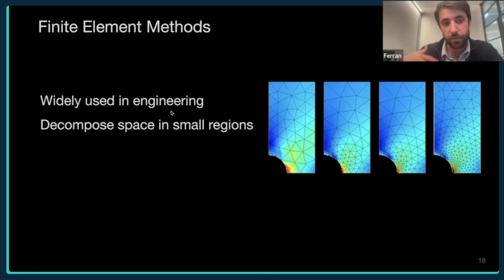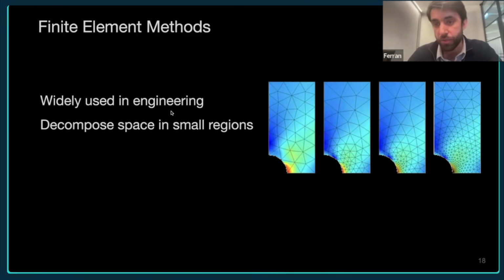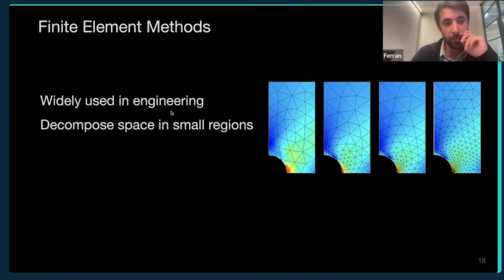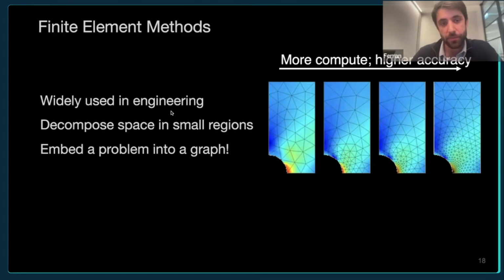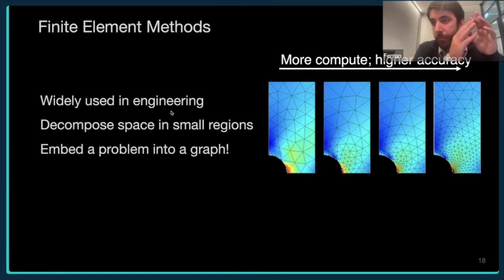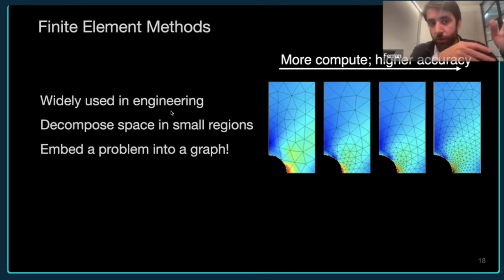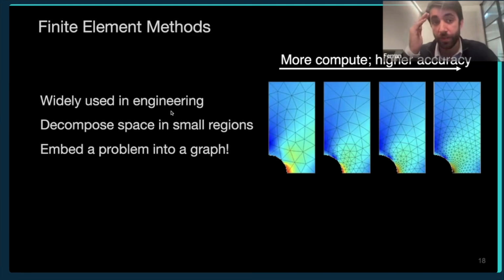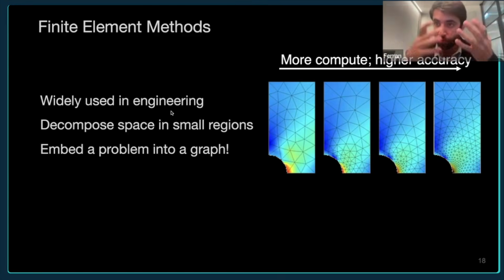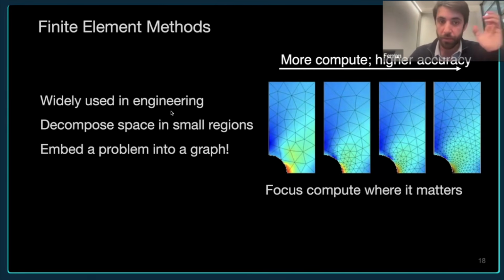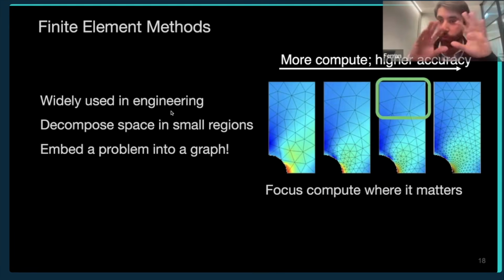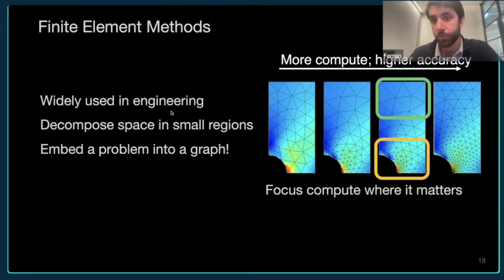The idea is that we can decompose the space into small regions and model that, and basically embed the problem into a graph. There are two nice things about this. The first thing is that we can have a small decomposition with lots of regions, or very few decompositions into very large regions. And this essentially trades off compute with accuracy. If you want to spend more compute, you can do a better job. The second nice thing is that we can focus compute where it matters. So if there is a boring region, we devote very few nodes to that. And if there's an interesting region, we devote a lot of nodes and compute to that.